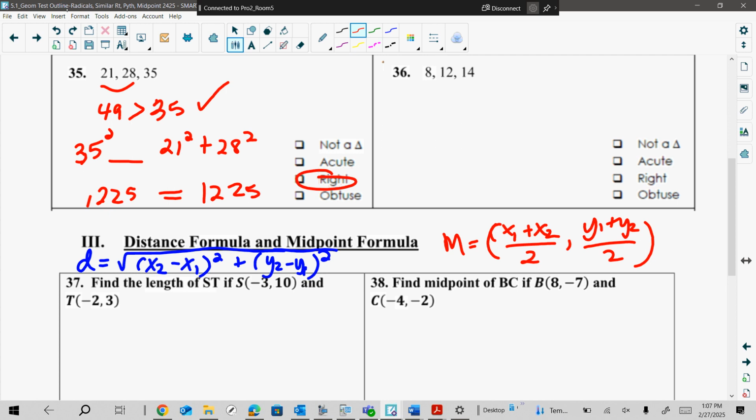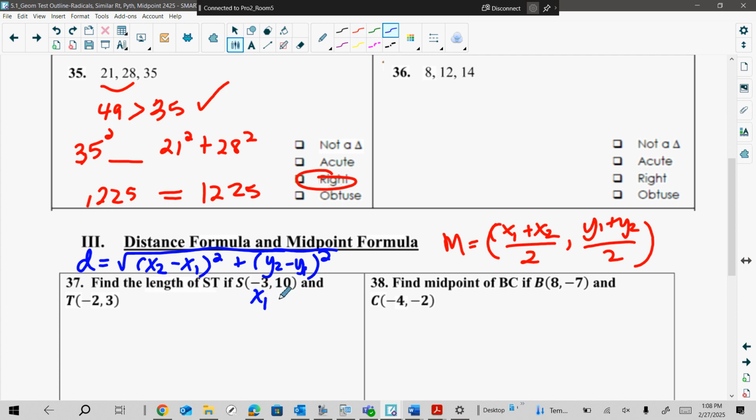The last section here, or sections 3 and 4, guys. The formula you do not need to memorize. You just need to know how to apply it. So you need to know how to work it out by showing that you can plug in the correct points.